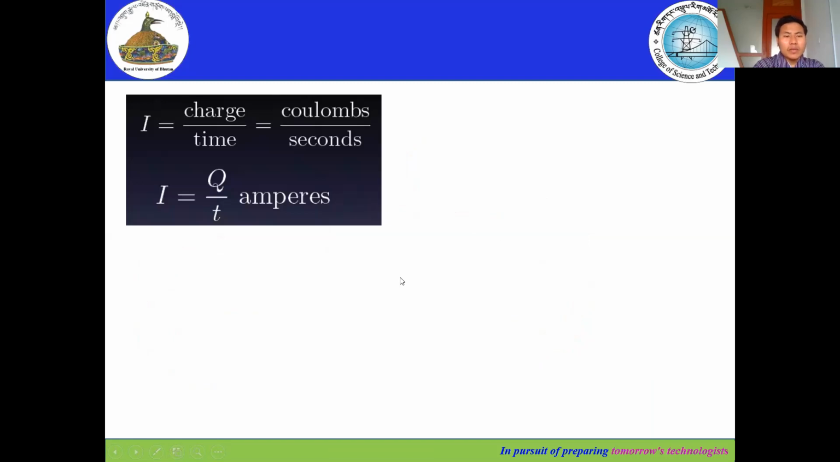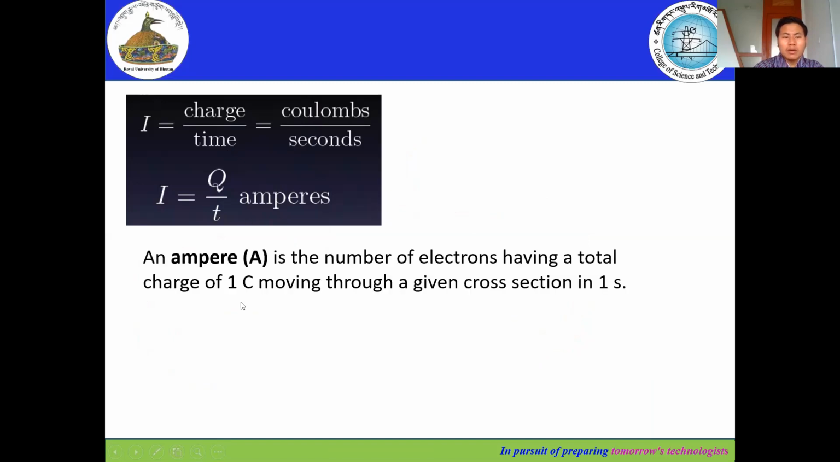From the definition, I is equal to charge over time. The unit of charge is coulomb and the unit of time is second. So this coulomb per second is called the ampere, or an ampere is the number of electrons having a total charge of 1 coulomb moving through a given cross section in 1 second. If you know the definition of current, then it is very easy to define the ampere.